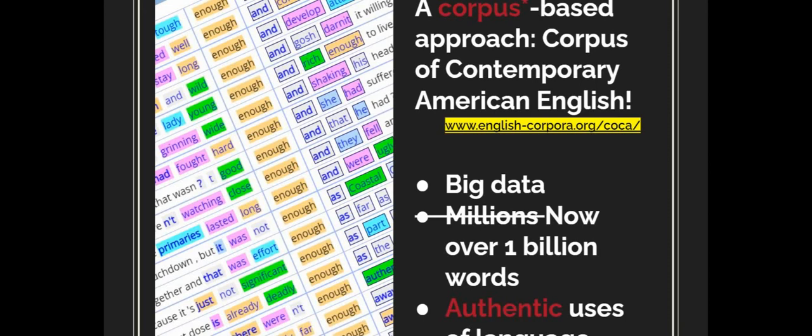A corpus is basically a big database of real language samples. Now, today we're going to talk about the Corpus of Contemporary American English, or the COCA corpus, which honestly is my favorite because, number one, it has over 1 billion words of example texts. And number two, it's both authentic and blended. Blended means it has samples from all different types of language, from academic texts to television and movies to spoken and news, etc.